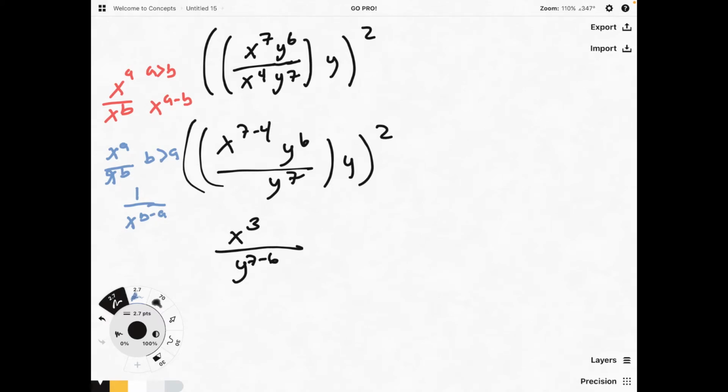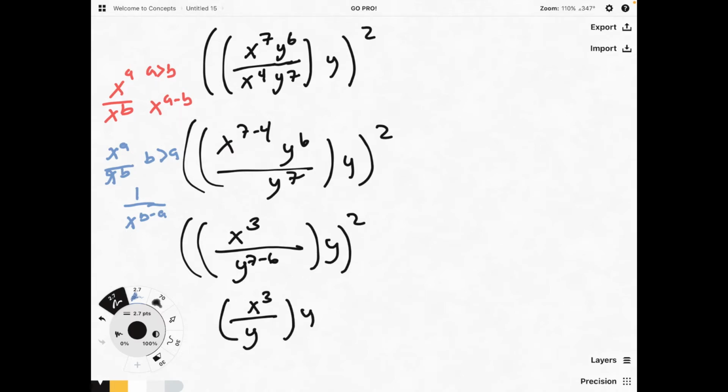All right, and so we have that multiplied by y, and that quantity is squared. We can rewrite this as x cubed over y. 7 minus 6 is 1, so it's y to the 1, which is y, and then multiply it by y, and then that quantity is squared. So we see here that if we rewrite it, we have x cubed y over y, and then that quantity squared. Well, we know anything divided by itself is 1, right?